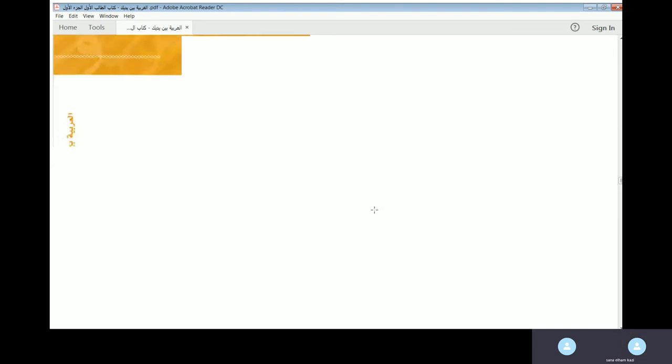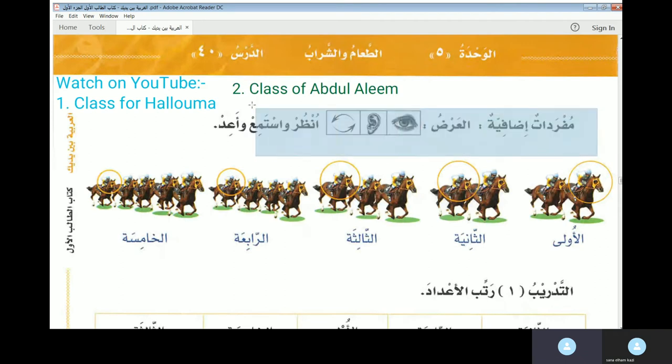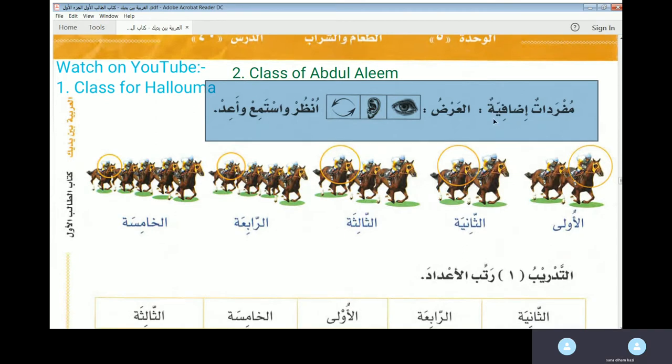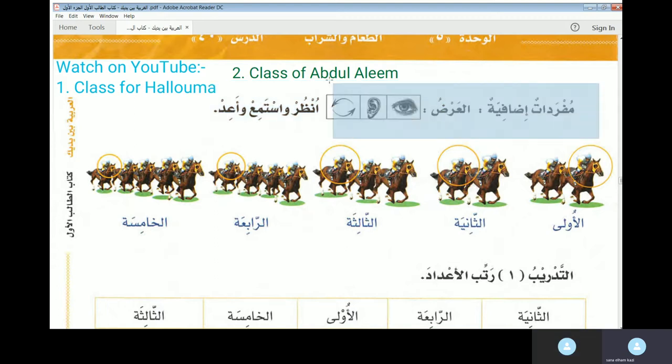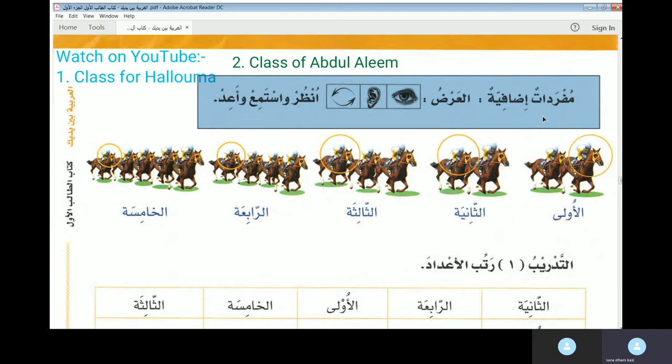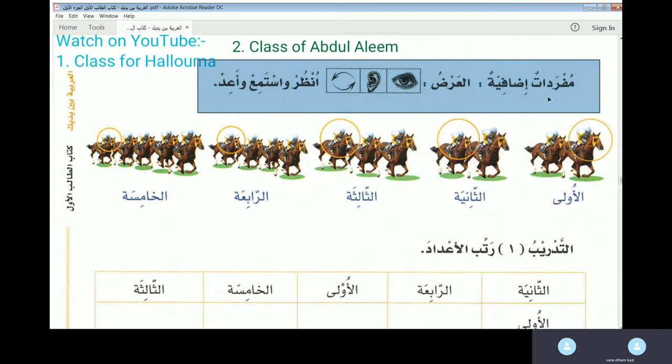We have mufradat idafiyya. Tadrib wahid. Uktub raqm awwal. Mufradat idafiyya. Mufradat is plural, vocabulary. Idafiyya means extra. Al-ard, presentation. Unzur wa-tamm al-wahid.